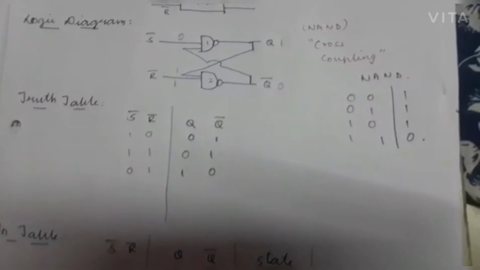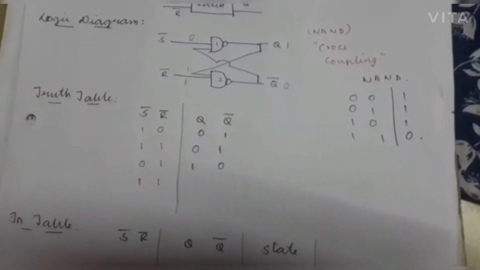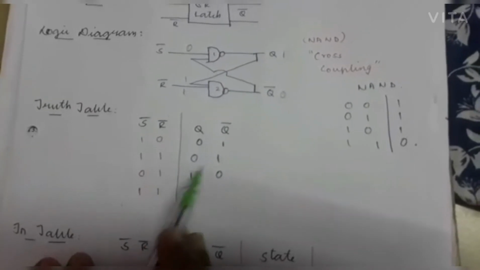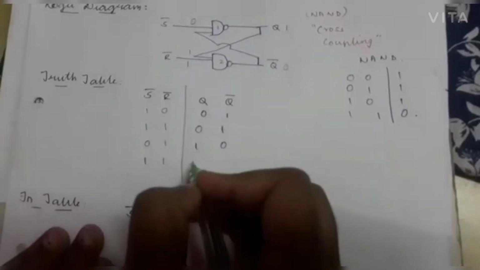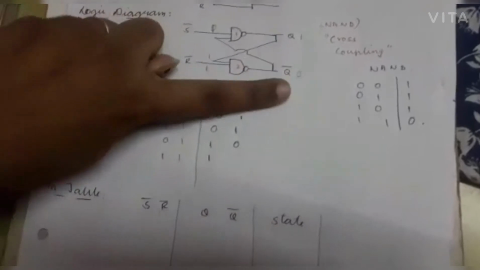Now again we have to consider the combination of 1, 1. While considering the combination of 1, 1, you have to consider the previous state of Q, that is 1. So S bar is 1, R bar is 1 and Q is also 1. 1, 1 gives me 0, so my Q bar will be 0. Now the last combination will be 0, 0.